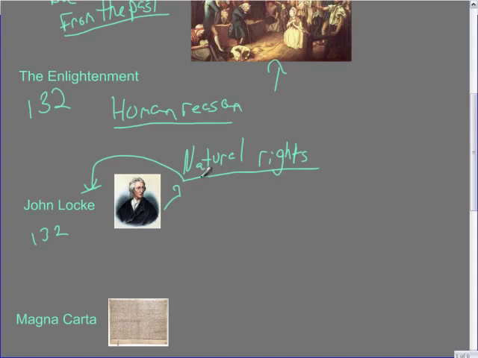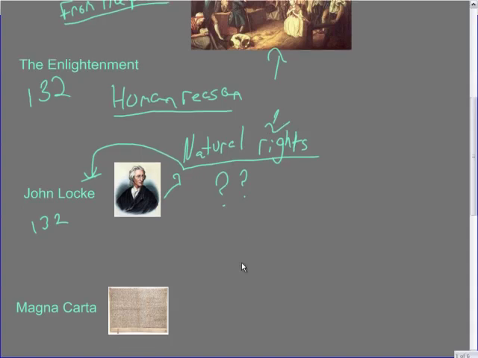But John Locke's ideas of natural rights, the Enlightenment ideas of human reason, all of those things lead to people questioning: is our leader really doing the best thing for us? Is our government really doing what we need them to do? Are they protecting our natural rights? And what we're going to see is a lot of Americans believe that the English are not protecting their natural rights, and they're going to want to change that government.